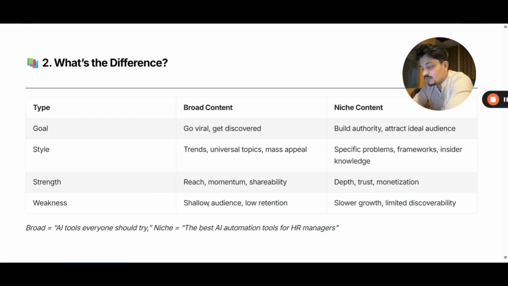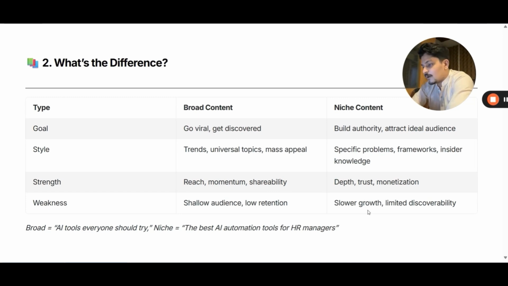As for the weakness, obviously both approaches have their weaknesses as well. Broader content has a shallow audience and low retention. The reason for the shallow audience is that your content is broad, right? Everyone is searching for it. And if you have built an audience of 200 or 300,000 subscribers or followers, they're not going to buy your stuff, not specifically, not 300,000 of them. So you have to keep in mind the weakness is a shallow audience and low retention. Obviously, the competition is also very high in broader content, so people can get over you in no time.